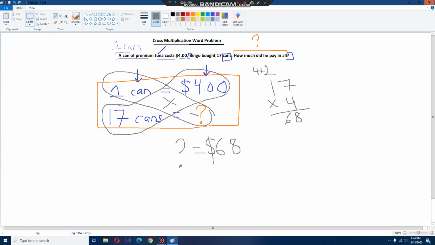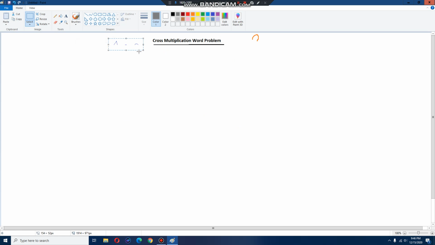Let me show you another one. Let me show you another word problem. Okay? Guess what? You can also divide using these word problems. Cross multiplication, you can multiply and or divide. So let's see if we can do a little division problem. Let's try something simple. Let's see. How about this one? 1 yard, okay, is equal to 3 feet in length. That's 1 yard, okay? 1 yard is 3 feet.